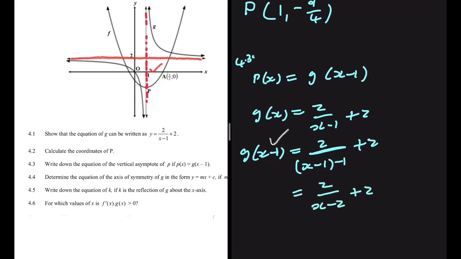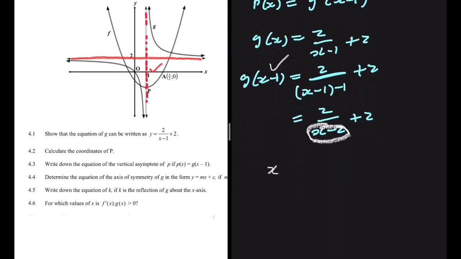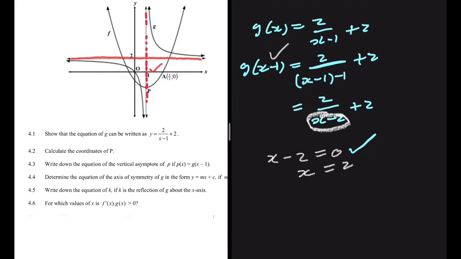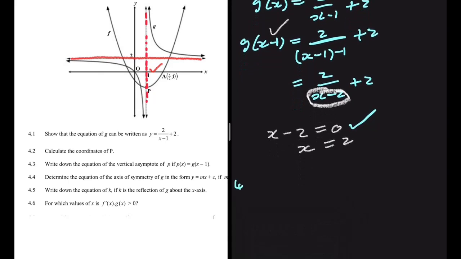So g of x minus 1 is just equal to 2 divided by x minus 2 plus 2. In order to find the vertical asymptote, we have said before that we take the denominator and equate it to 0. So we're going to have x minus 2 equal to 0. So x is equal to 2 will be our vertical asymptote if p of x is equal to g of x minus 1. Why do we equate the denominator to 0? That is because we cannot divide by 0. We're going to have undefined. So that's why we say it is our vertical asymptote. Let's carry on. 4.4.